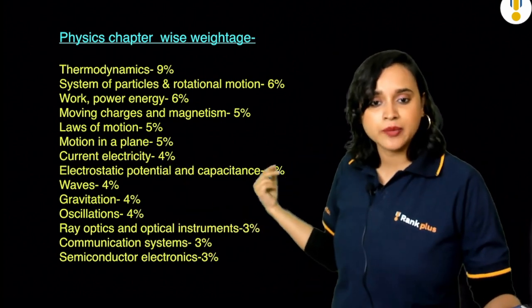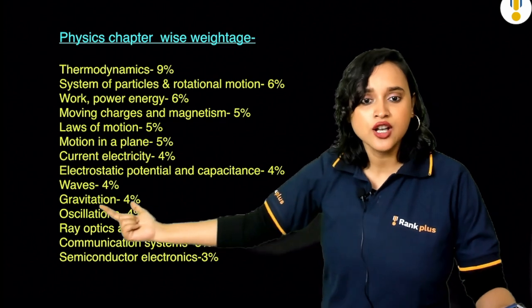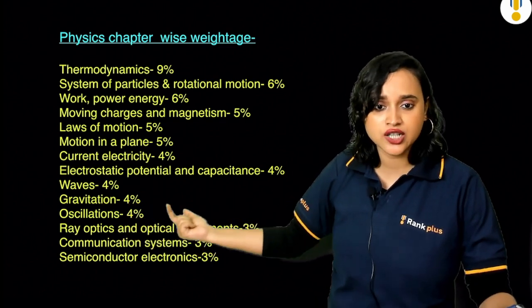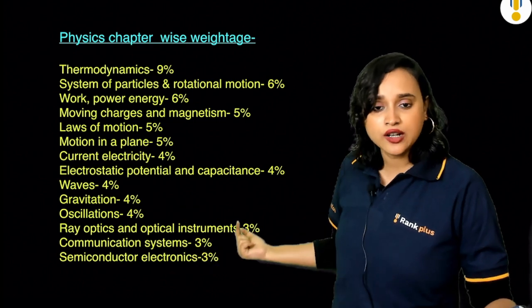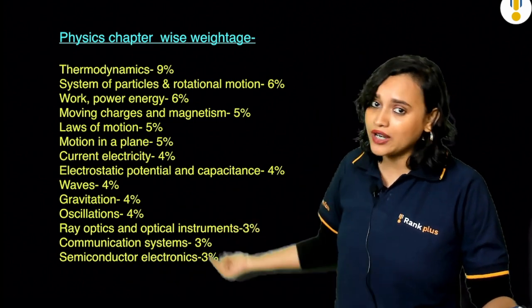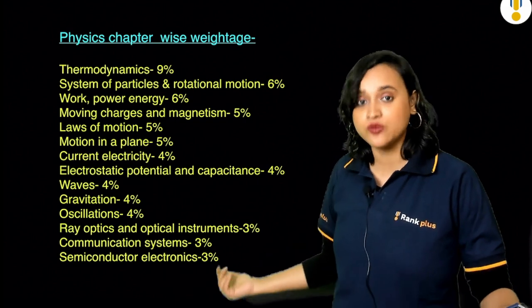Electrostatic potential and capacitance again is 1 to 2 questions. Waves 1 to 2 questions. Gravitation 1 to 2 questions. Oscillations 1 to 2 questions. Ray optics and optical instruments 1 to 2 questions. Communication systems 1 or 2 questions. Semiconductor electronics 1 to 2 questions.